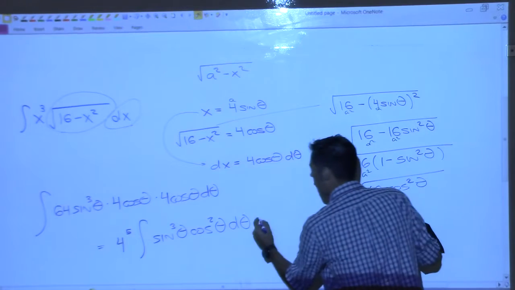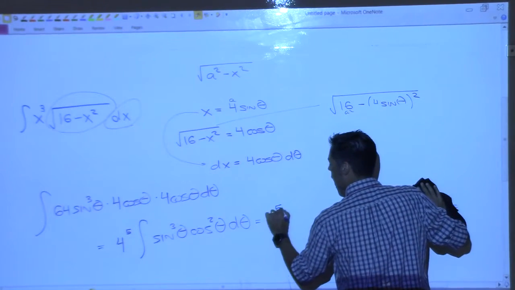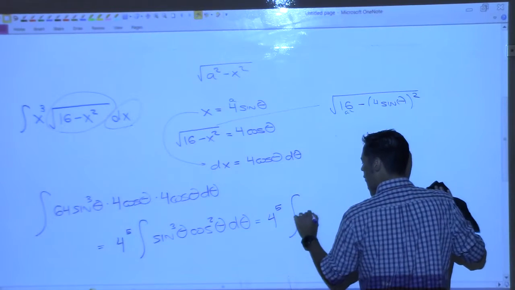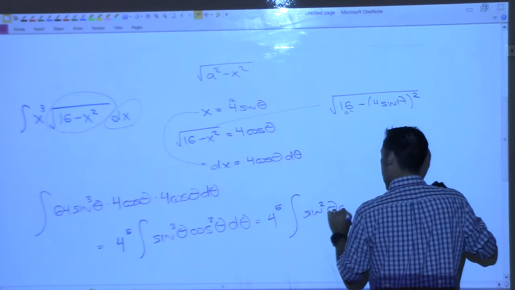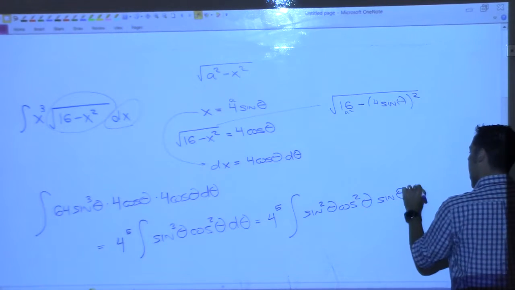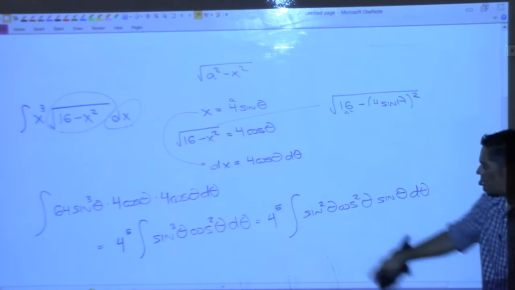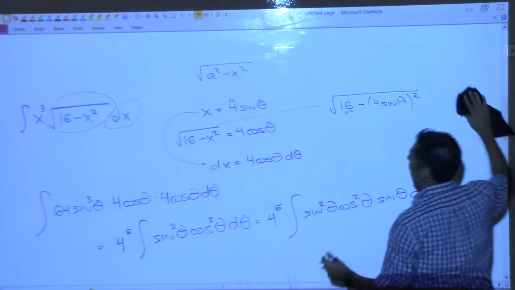So from here, 4 to the 5th stays out. Integral, we're going to rewrite this as sine squared theta, cosine squared theta, peel off a sine theta, d theta, and now we make a basic u substitution. Oh, no, wait, hold on. We want the sine squared switched. Sorry, I'm running out of room.